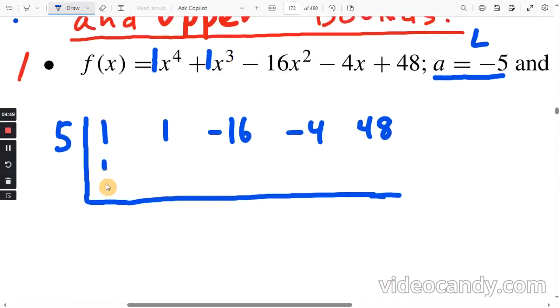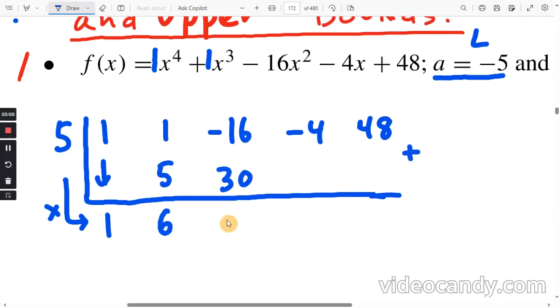As always, you bring down the first term. That's a 1. And then you multiply. 5 times 1 is 5. And vertically, we are just adding. 1 plus 5 is 6. 5 times 6 is 30. Negative 16 plus 30 is 14. 5 times 14 is 70. Negative 4 plus 70 is 66. 5 times 66 is 330. And adding this is 378.